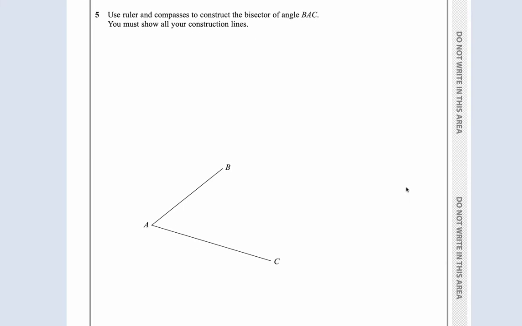Question 5. Use ruler and compasses to construct the bisector of angle BAC. You must show all your construction lines. Okay, so guys, again, I don't have a ruler and compasses, but I'll show you what to do. You put the pointy bit of your compass there. Make a circle about radius about this long. Doesn't really matter. Not more than b though. And then just do an arc there.